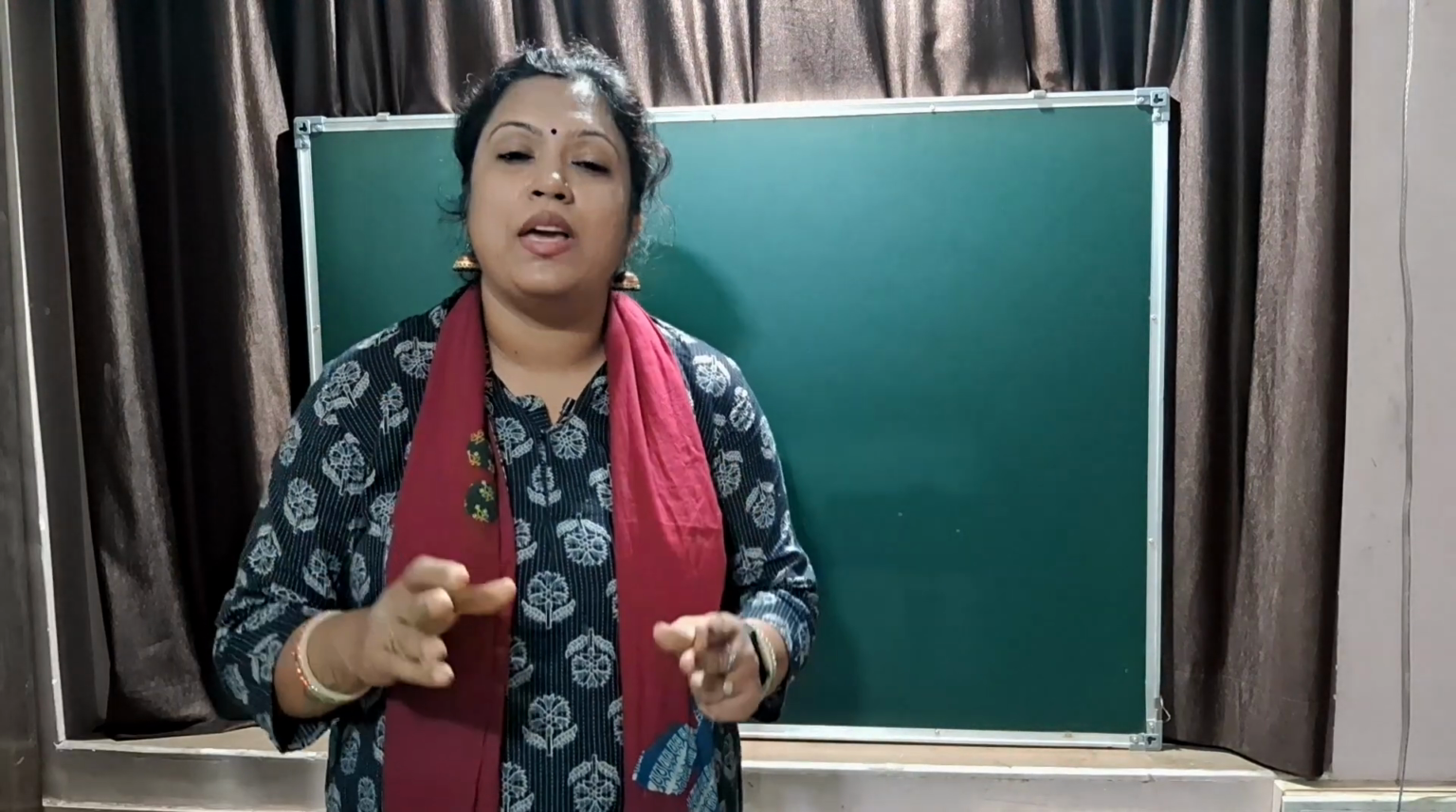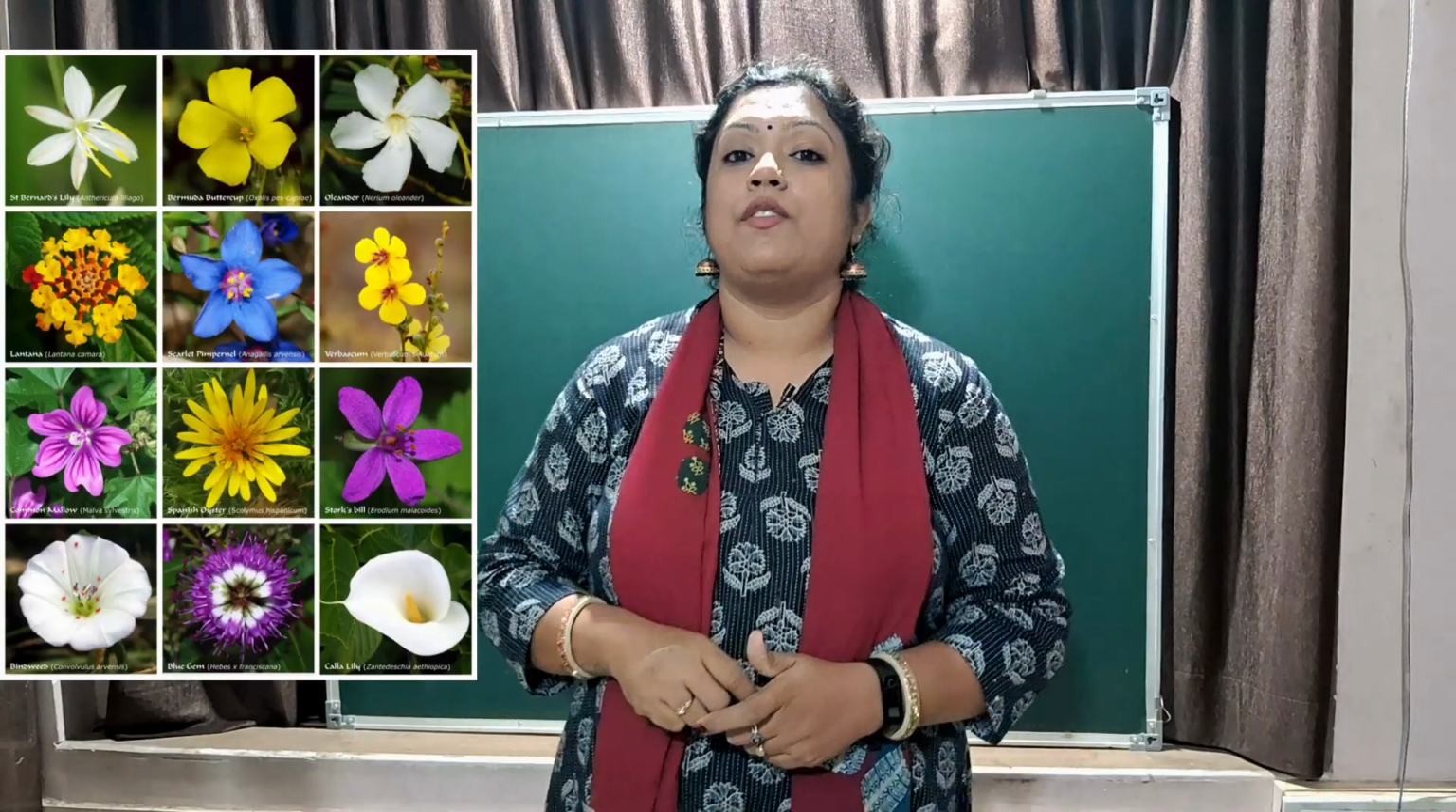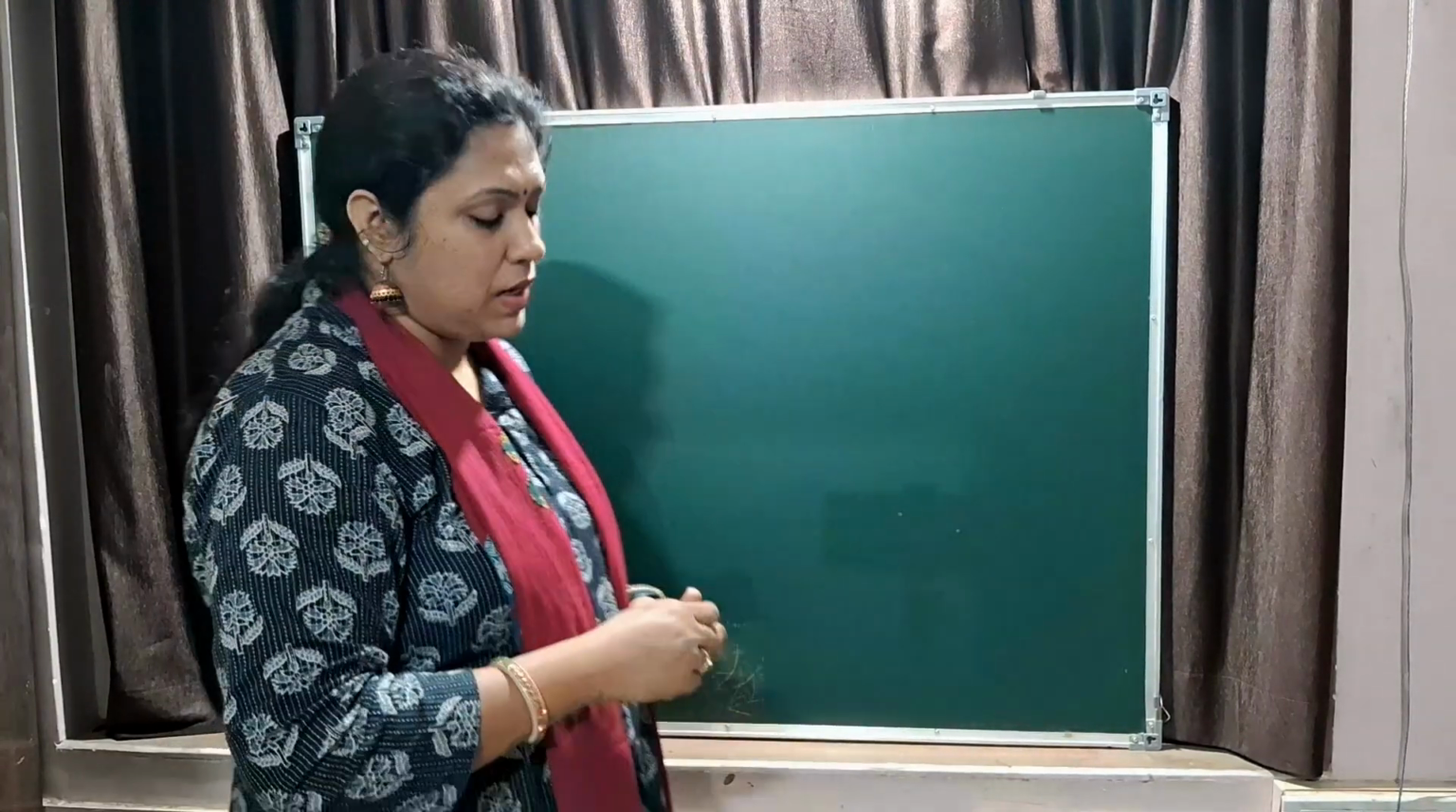Similarly, in case of maize, you have only one plant, but you have two types of flower, the male flower and the female flower. So let us explore more about flowers in this video where we talk about sexual reproduction in plants.